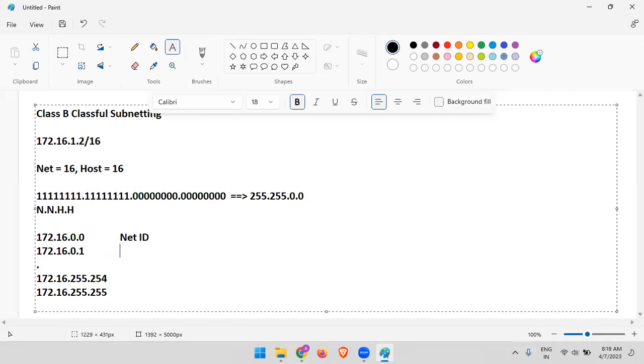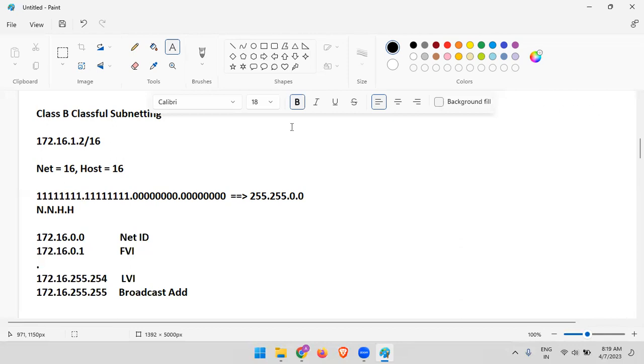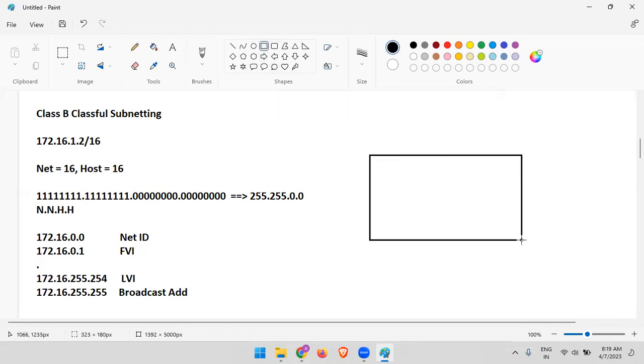So the first address is the network ID. You can write in short: first valid IP, last valid IP, and broadcast address. See, you do not always have to write all these things. When we are talking about questions, we don't need to make all this calculation. We'll just see the IP address, and accordingly we'll find out the answer. No need to write the subnet mask and everything every time.